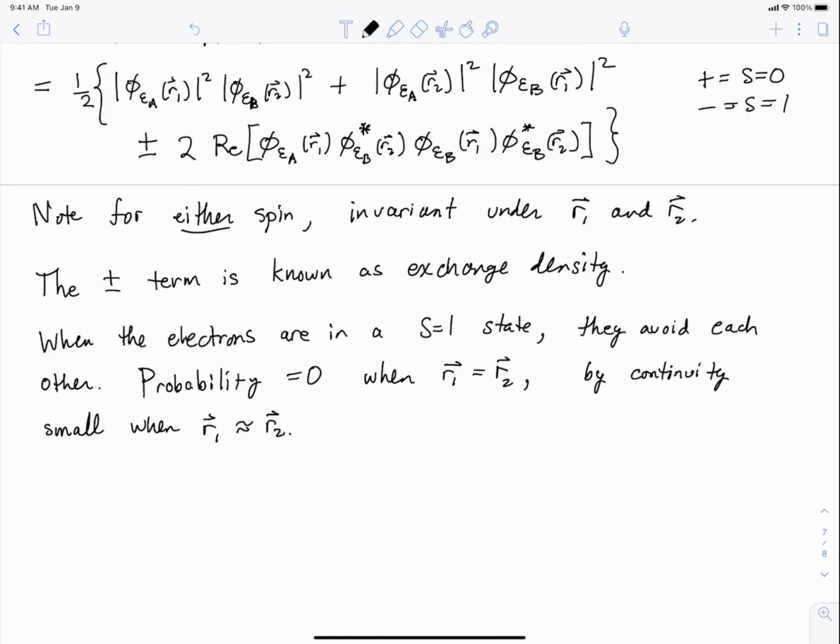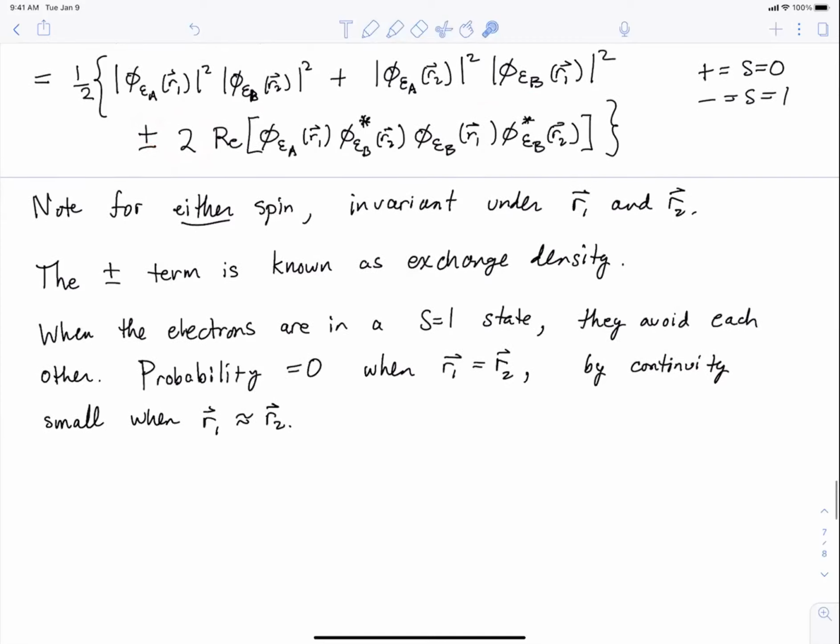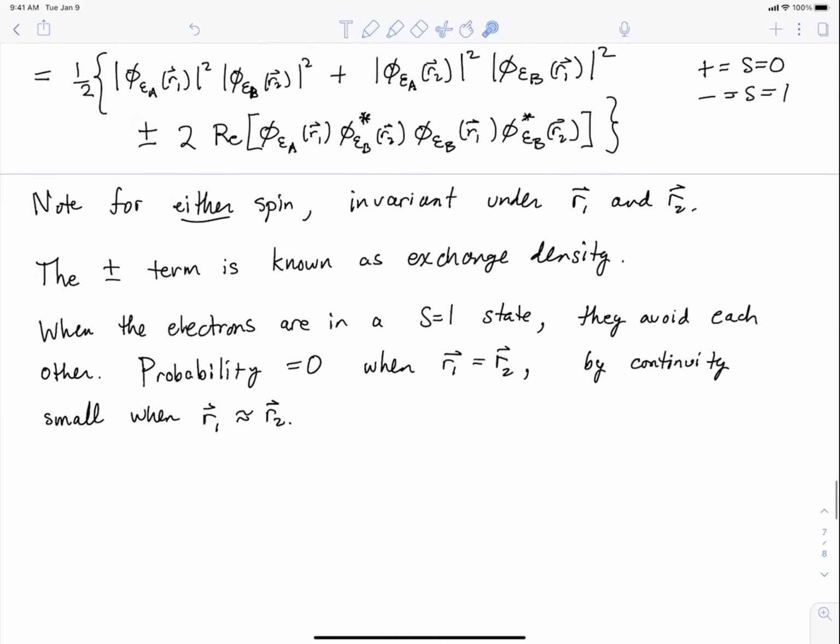Okay, now on the other hand, the exact opposite happens if it's a spin 0 state, because then I get a +2 here. And if the phi's are all the same, then I've got 1 + 1 + 2. And so it's 4 times as big as it would be perhaps naively. So when in the spin equals 0 state, okay, they attract.